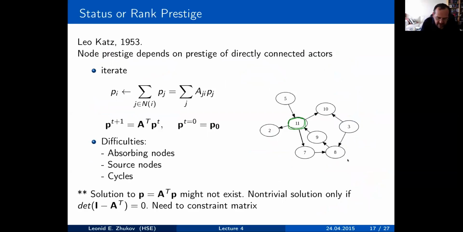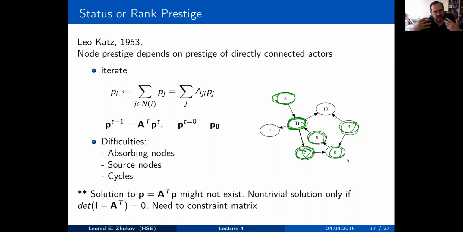Let's say we want to calculate the prestige of node number 11. Well, the prestige of node number 11 is computed based on the prestiges of node number 5 and node number 9. Prestige of node number 8 is computed from prestiges of node number 3 and number 7. And the prestige of number 7 in turn depends on the prestige of number 11. So here, prestige follows the directed graph. A person is prestigious if other prestigious people point to him and tell him that he's prestigious.